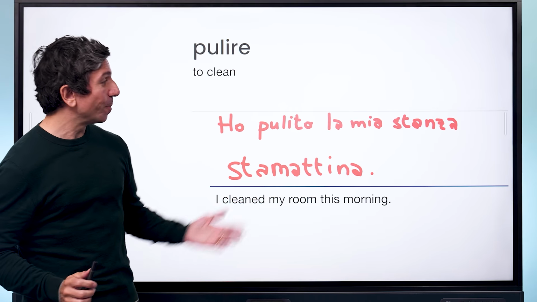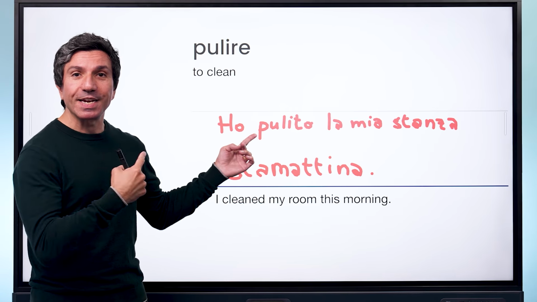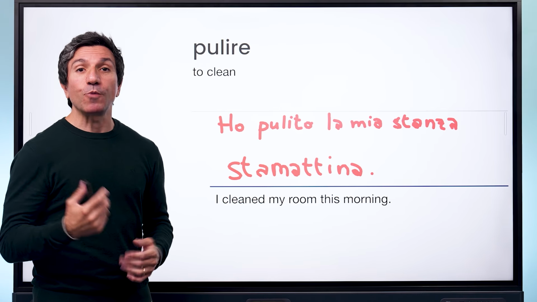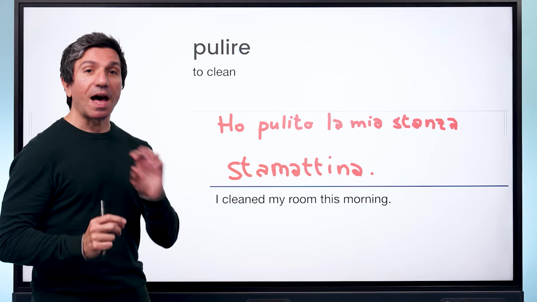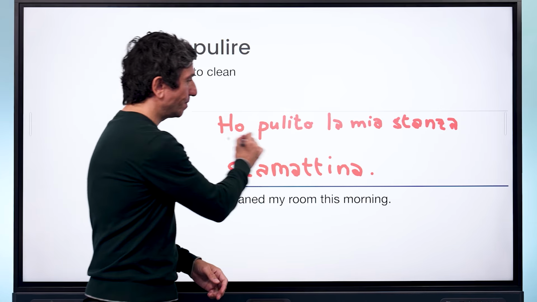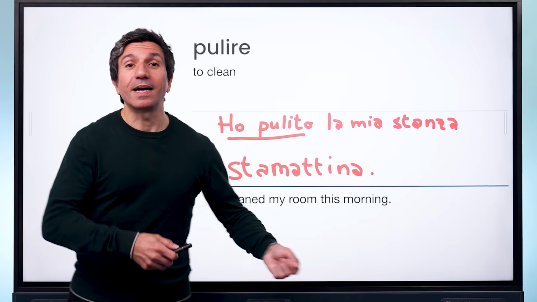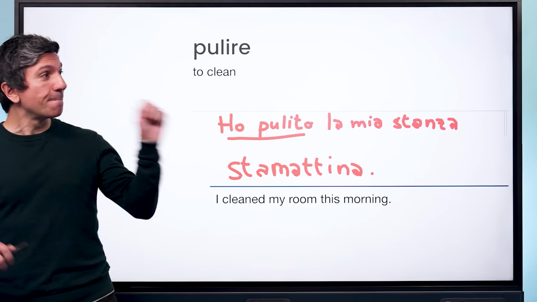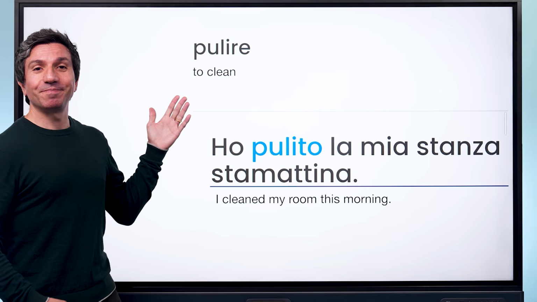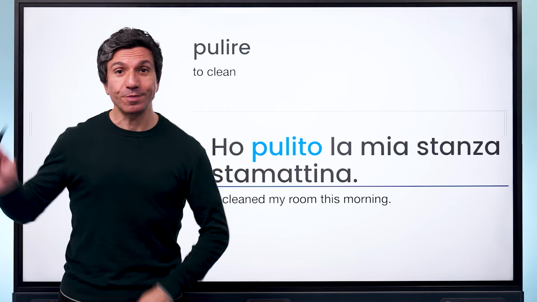Ho pulito is used here because pulire is a regular ire verb, and we use the past participle with avere plus ito. Ho pulito. Ho pulito la mia stanza stamattina. I cleaned my room this morning.